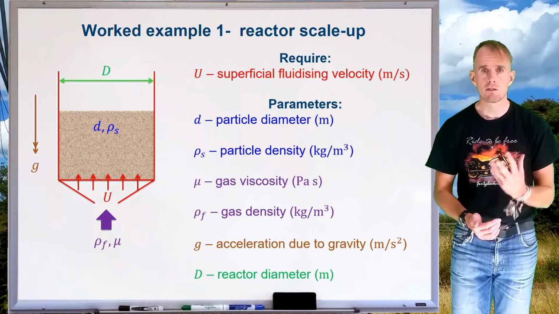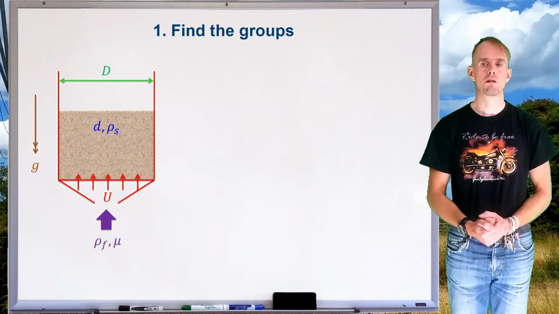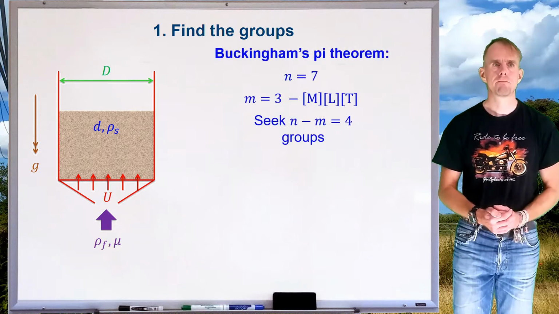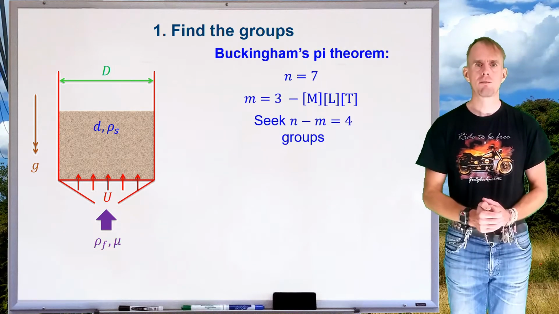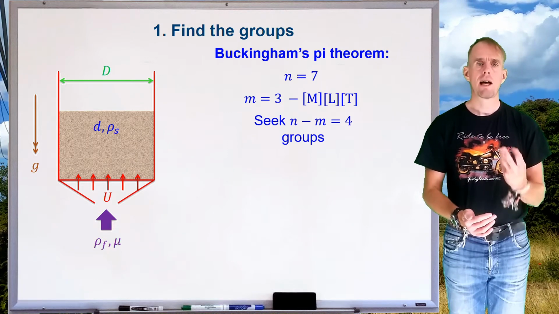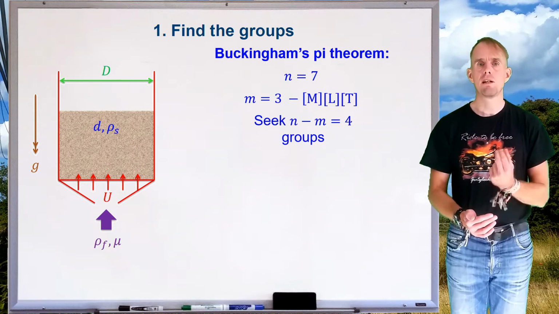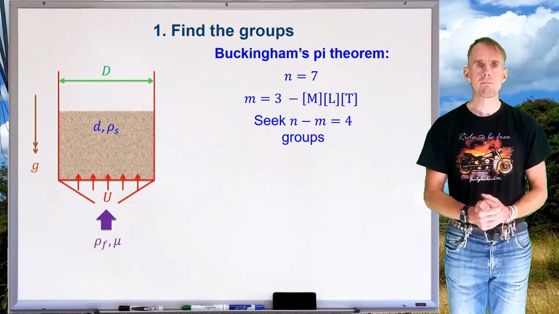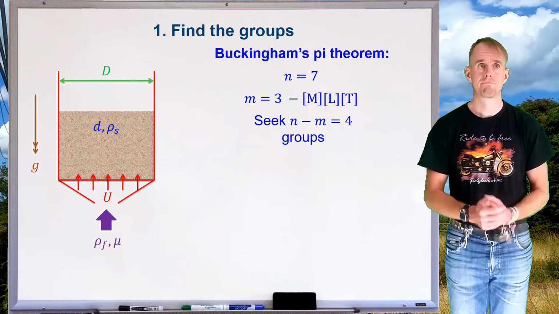Okay, let's next find out which groups are present. Let's invoke Buckingham's pi theorem. We know that there are 7 parameters. Those 7 parameters are governed by the same 3 fundamental dimensions: mass, length, and time. So we're seeking 4 groups.